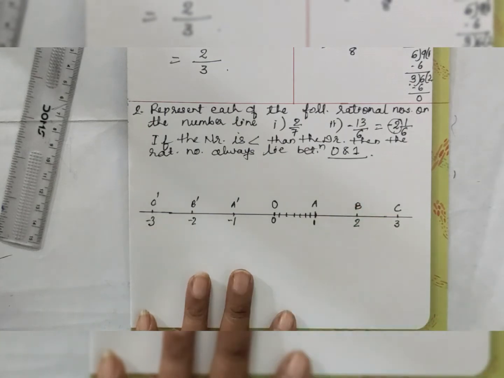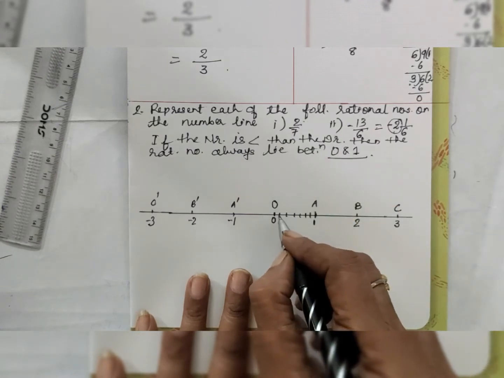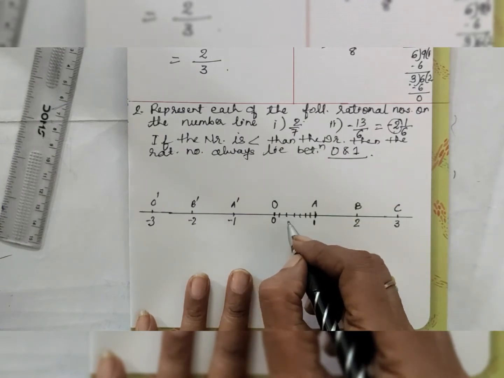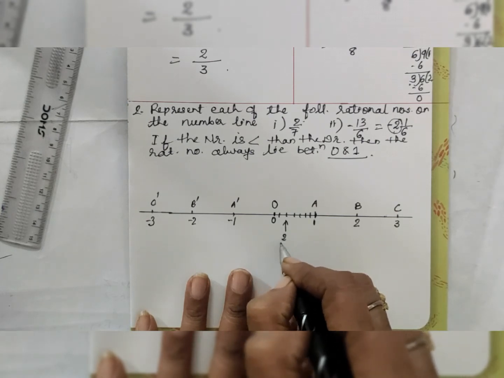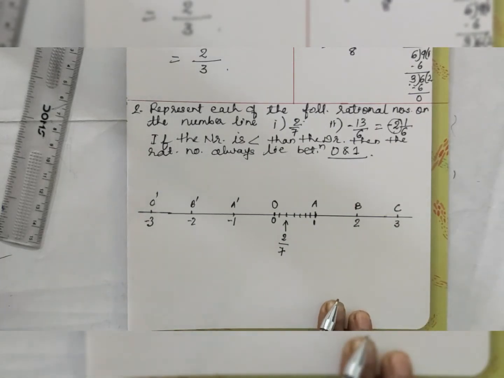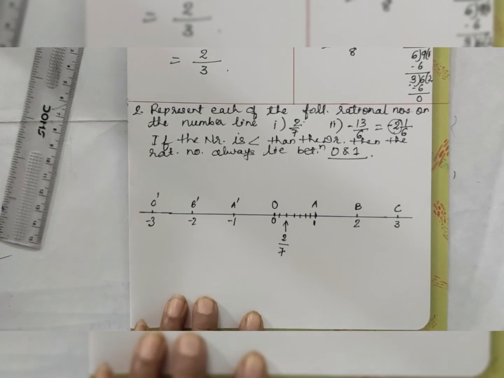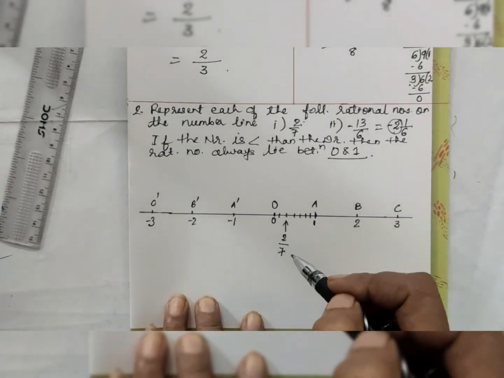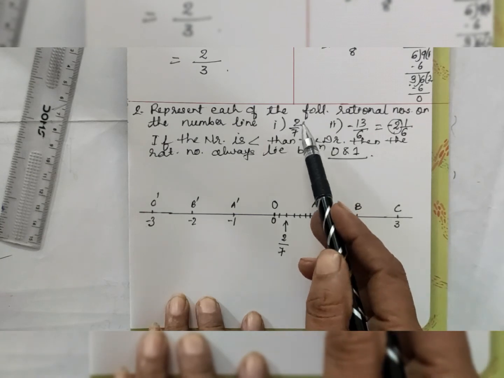Now what is the numerator here? 2. So from here you will count 1 and 2. So this represents 2 by 7. Understood? This represents 2 by 7. We will take 2-3 more examples so that you can understand very clearly. In this way you can show the rational numbers where the numerator is smaller.